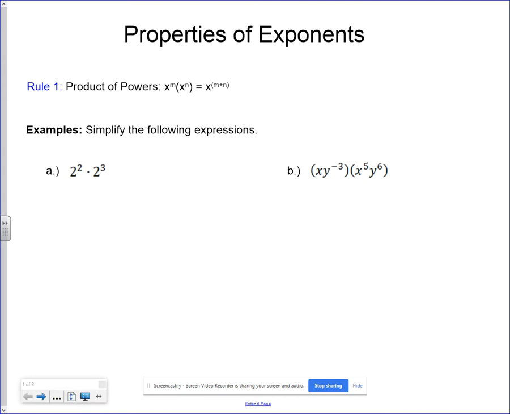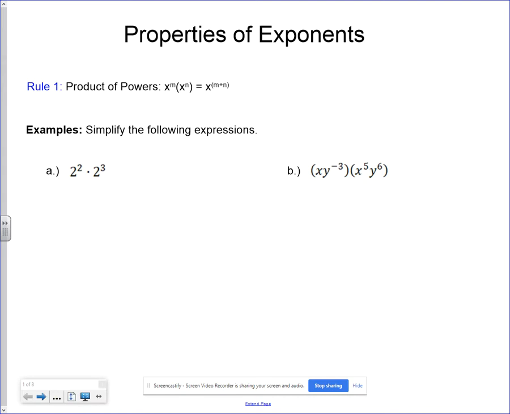Today we're going to explore properties of exponents. Our first rule that we're going to look at is called the product of powers. When we get x to the m power times x to the n power, notice both of these powers have the same base. The base of these powers is x, and the exponents are m and n. When you multiply two powers with the same base, you add the exponents. That's what this rule says.